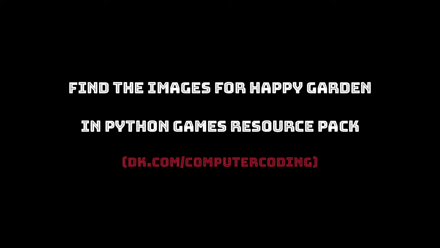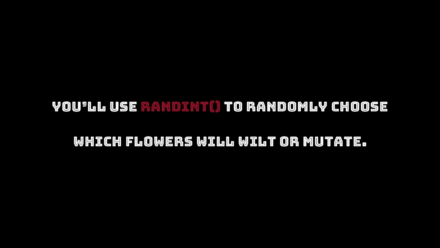Next step, within the Happy Garden folder, we create another folder by right-clicking and choosing New Folder. Name it Images. It will be used to store all the images we need for this game. Next, we find the images for Happy Garden in the Python Games resource pack and copy them into the Images folder. It's time to start coding. We go back to our garden.py file and start by importing some modules. We'll use the randint function to randomly choose which flowers will wilt or mutate. The functions in the time module will keep track of how long the garden has been happy for or how long any flowers have been wilted.